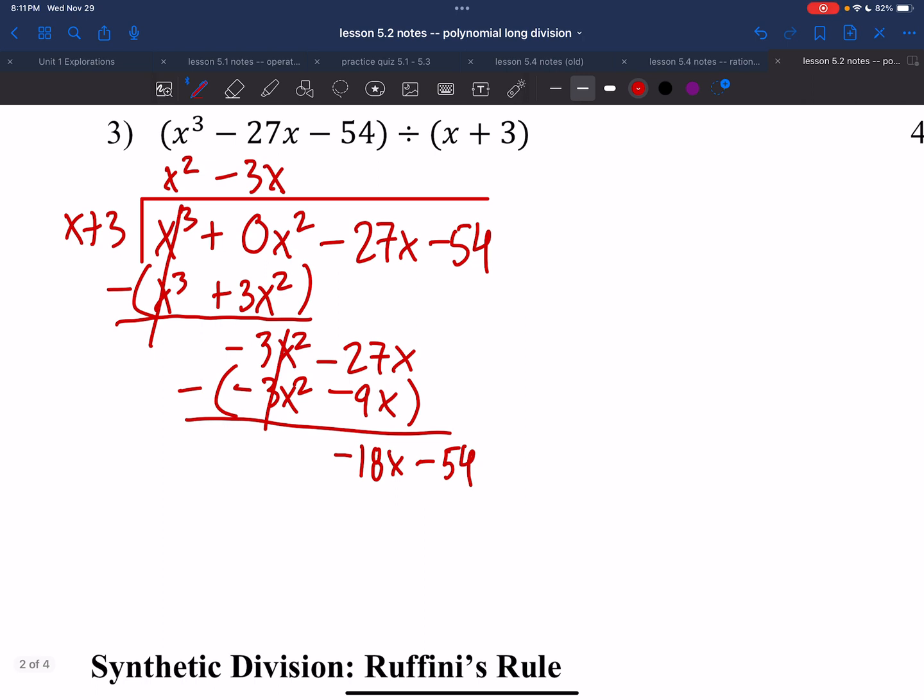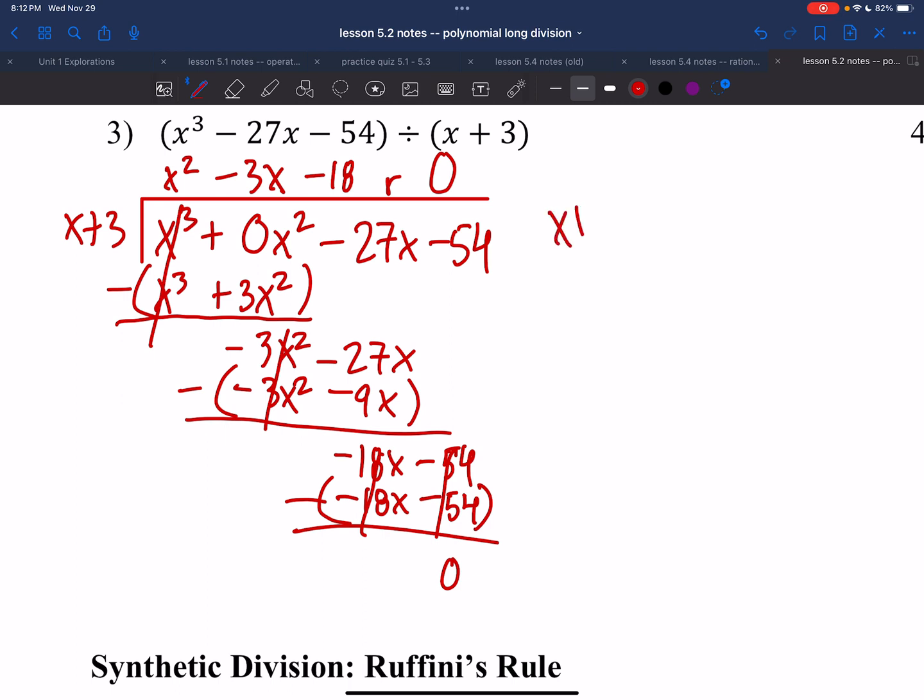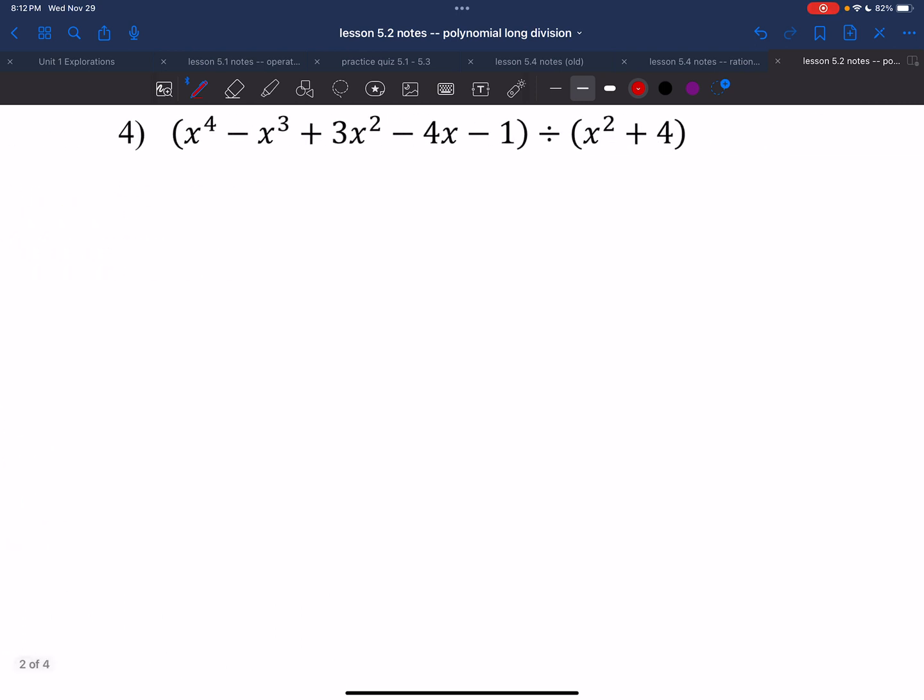And so you say x times negative 18 gets you negative 18x. And 3 times negative 18 gets you negative 54, believe it or not. And you subtract these, and you get 0. So you'll notice these are 3 examples back to back to back where the remainder is 0. Is it going to be 0 every time? No, it's not. But these first 3 examples were. So x plus 3 is a factor. Move on to number 4.